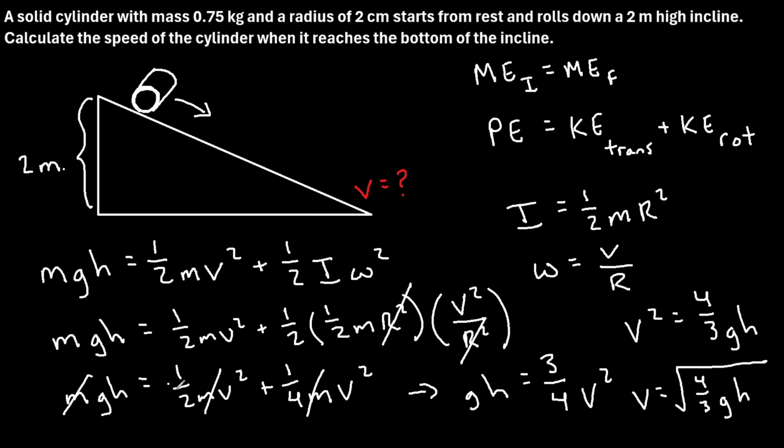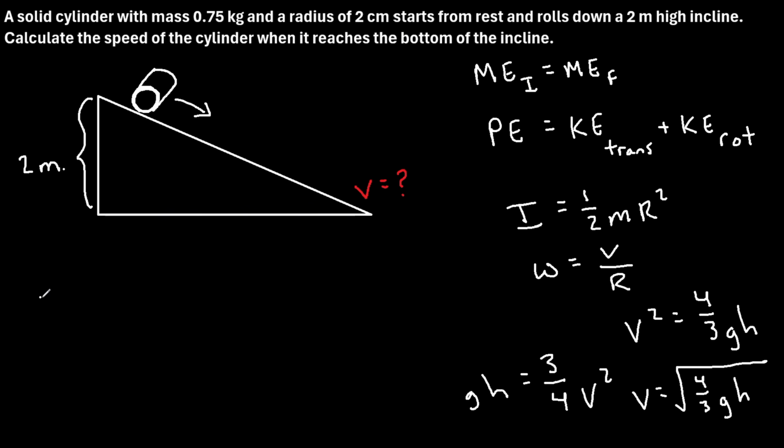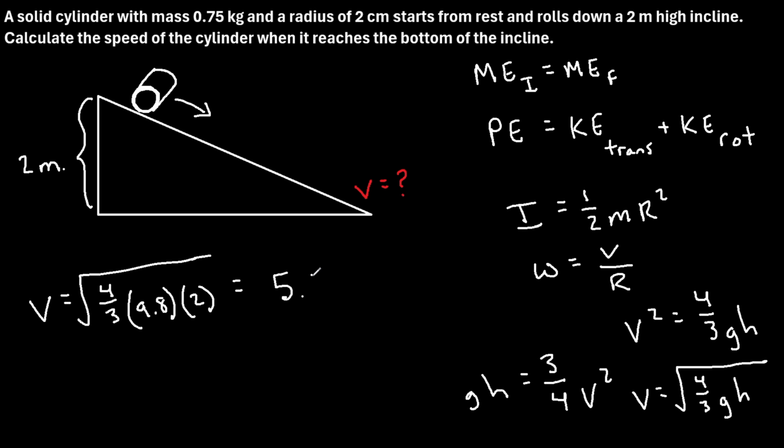Let's clear a little bit of space right here and write our final answer. For our final answer, we get v is equal to the square root of 4/3 times the magnitude of gravity, 9.8, and the height is 2 meters. When you punch this into a calculator, this comes out to about 5.11. And we're talking about velocity, so our units will be meters per second. That is what the velocity of this cylinder will be once it reaches the bottom of the incline.